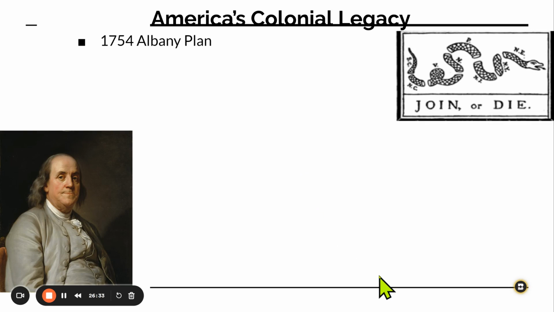The last plan we'll talk about is the best known of all of them. It is the 1754 Albany Plan. It's the most ambitious, but probably what makes it the most famous is that it is the brainchild of Benjamin Franklin, who was famous even then and on both sides of the Atlantic.